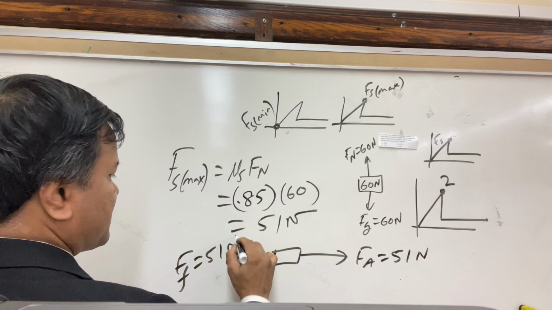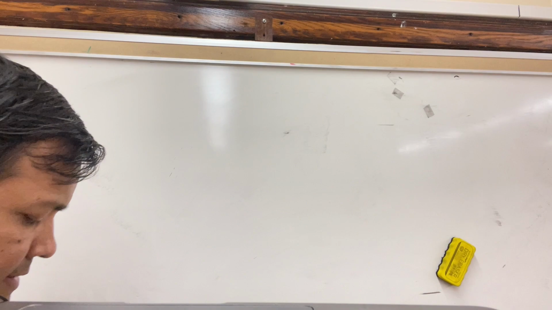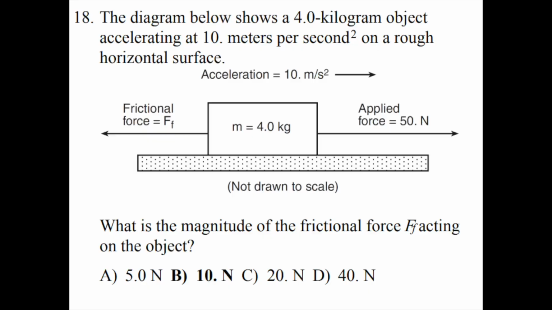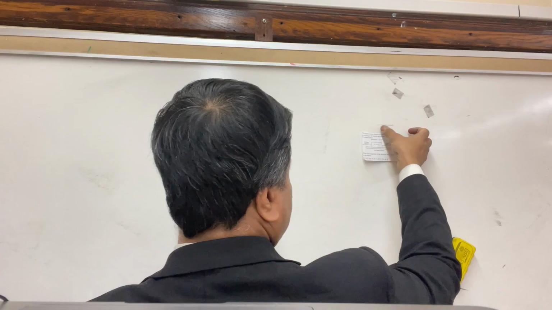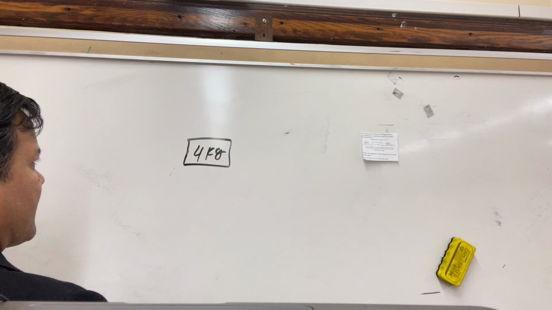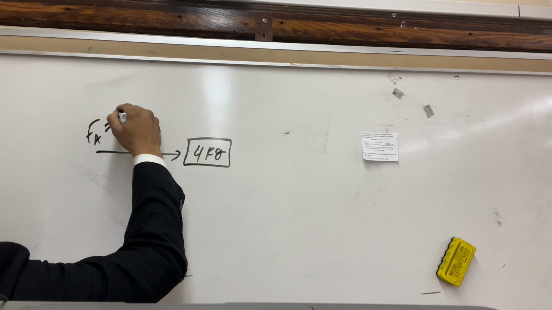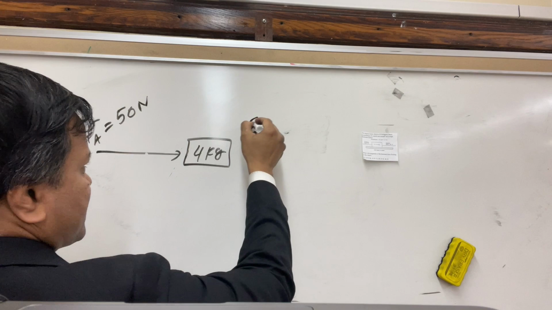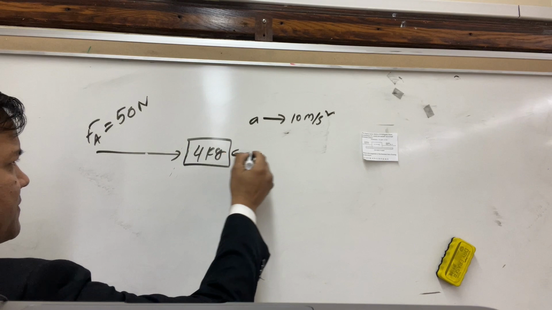But 18. So problem number 18. Say you have a Christmas gift which is 4 kilogram. And let's say your sibling is applying some force on it, 50 Newton. Due to this net force, it is accelerating 10 meter per second square. What you want to know is what would be the force of friction.